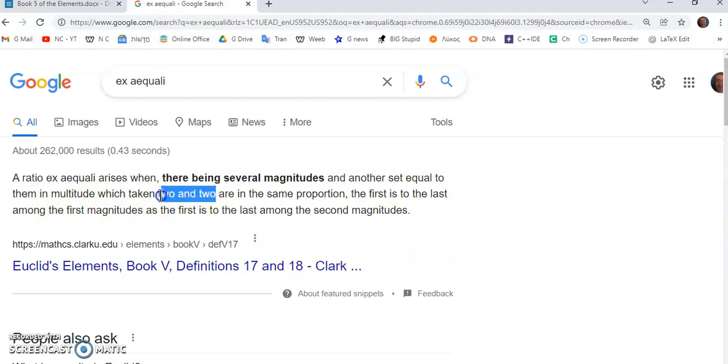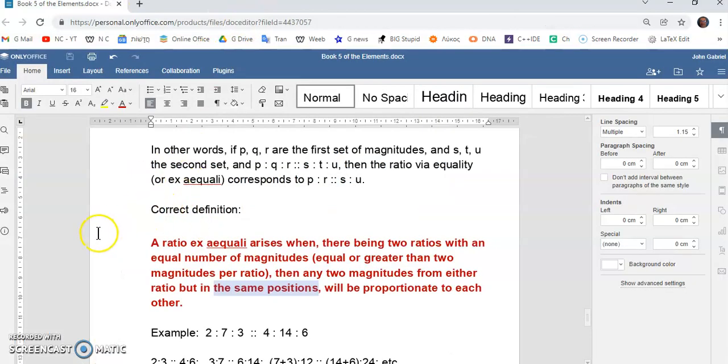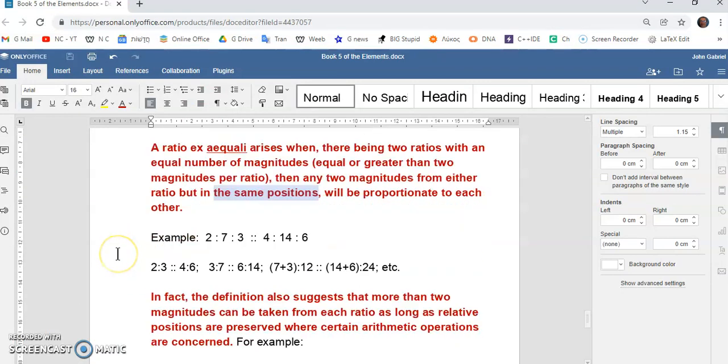They don't have to be taken 2 and 2. They can be taken 3 and 3, as I said, or 4 and 4, etc. But anyway, coming back to this, that's what definition 17 says. And let me give you an example.